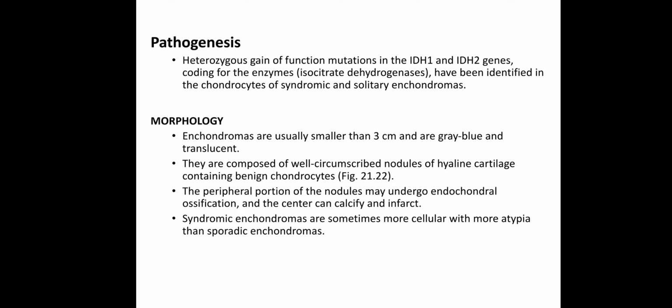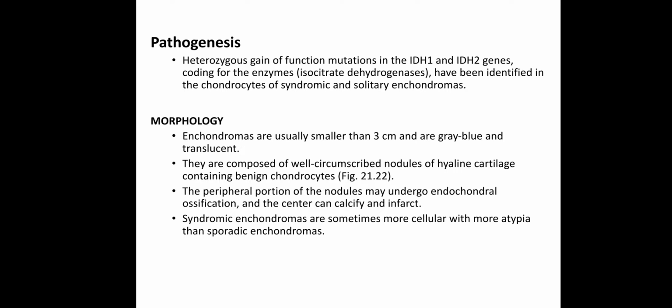The pathogenesis heterozygous gain of function mutation. تلاحظون احنا كل mutation نقول عليها loss of function or gain of function. heterozygous يعني gain of function mutation in IDH1 and IDH2 gene coding for enzyme isocitrate dehydrogenase. من اسمه ال IDH1 and IDH2 اللي هي جينات تسوي لي هذا الانزيم، فاسم الانزيم مأخوذ من الجين وبالعكس. have been identified in the chondrocyte of syndromic and solitary enchondroma.